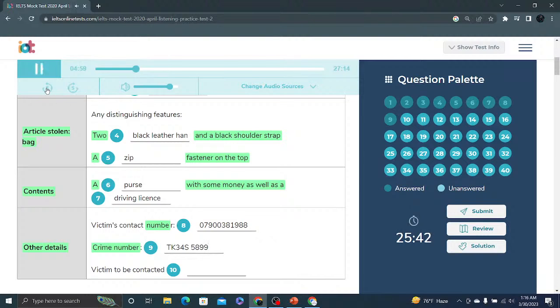Pen, ready? Go ahead. So, it's TK34S5899. We'll contact you within the week.